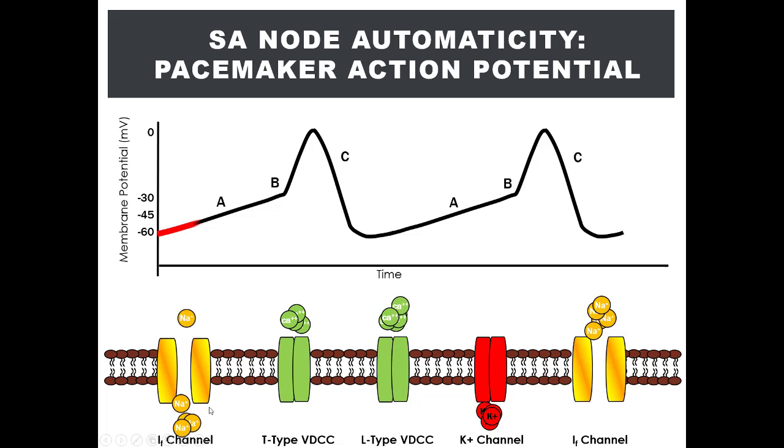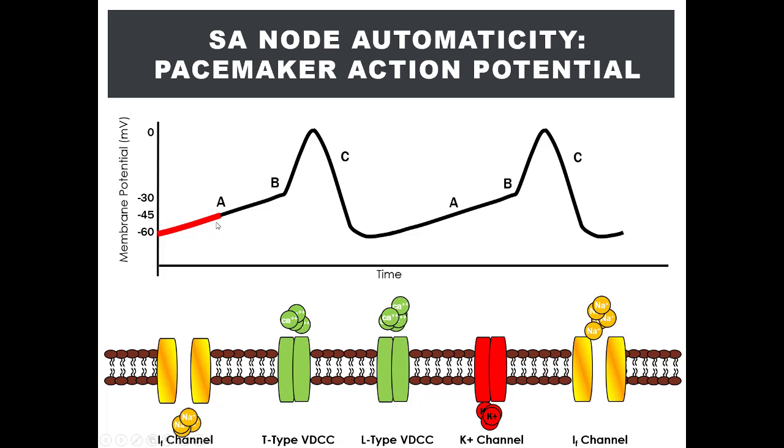So these funny channels, as they leak in sodium, will cause a steady depolarization from negative 60 to about negative 45 millivolts, which is denoted by this A here. Now at negative 45 millivolts, the SA node is going to have another set of ion channels open, and these are called the T-type VDCCs. The T stands for transient, meaning these channels open for a very brief period of time. And VDCC stands for voltage-dependent calcium channels. So these calcium channels are dependent on voltage, meaning it will only open at a certain membrane potential. That membrane potential is negative 45.